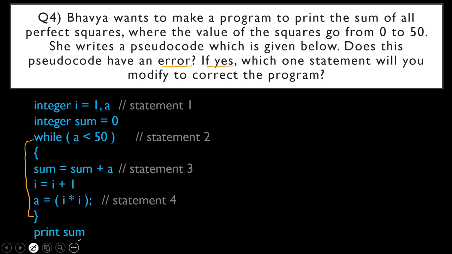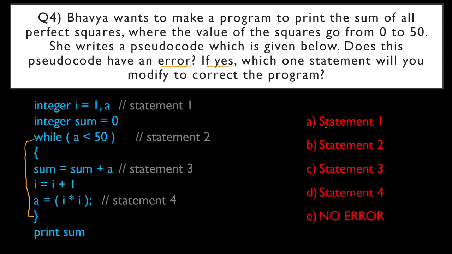And then you are printing sum. The answer options are: A, statement 1, that is this statement, there is a comment here. Option B, statement 2, so we have to modify this statement. Option C, that is this statement we have to modify. Option D, we have to modify this statement. Or option E, there is no error.